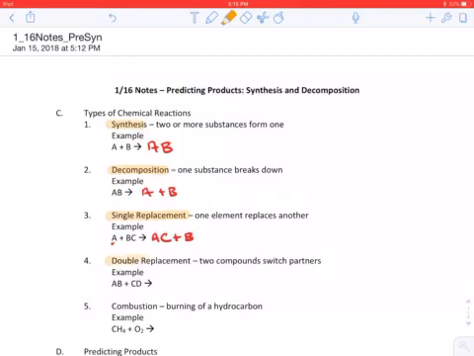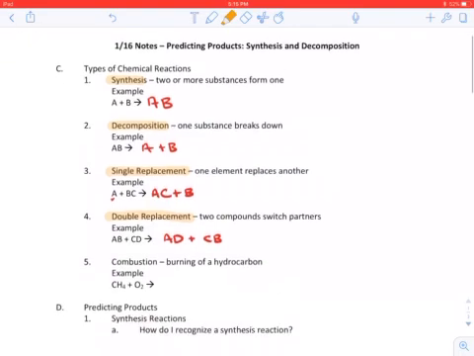If we look at our double replacement, this is where 2 compounds switch partners. As you can see, we have AB plus CD. A is now going to be chilling with D, and C is going to be with B. We always list the positive ones first, and we'll talk about that more when we do double replacement notes.